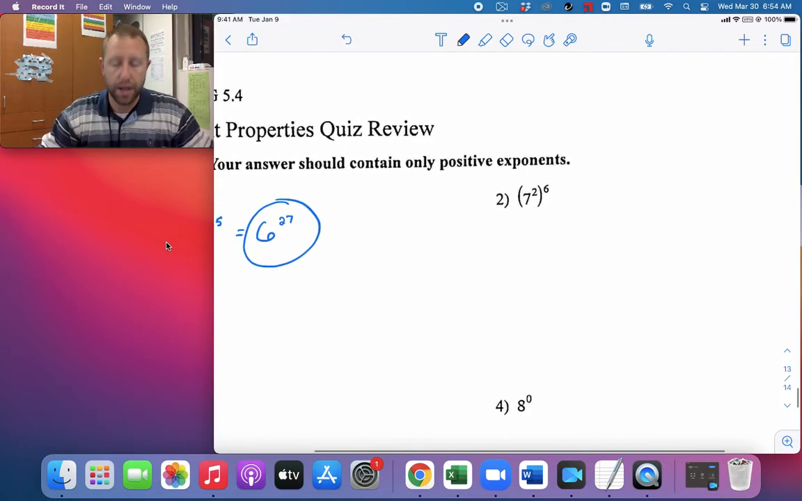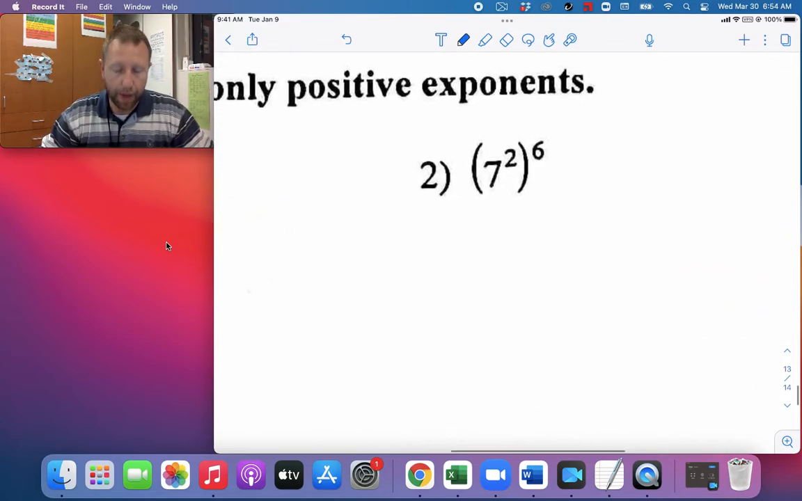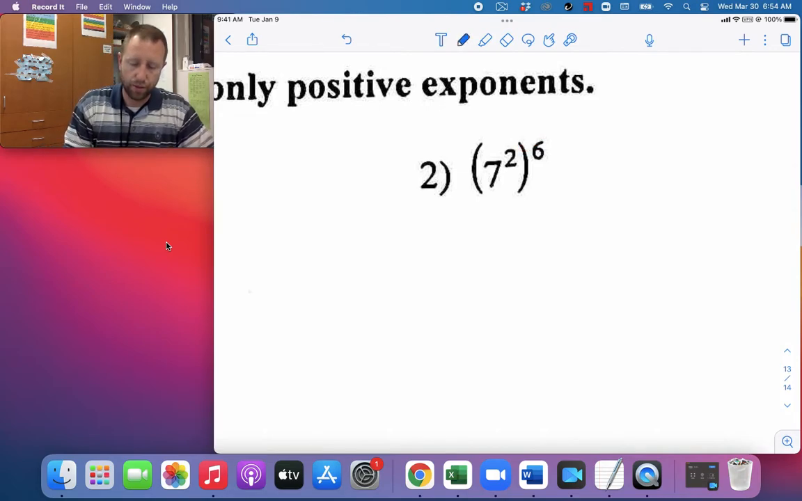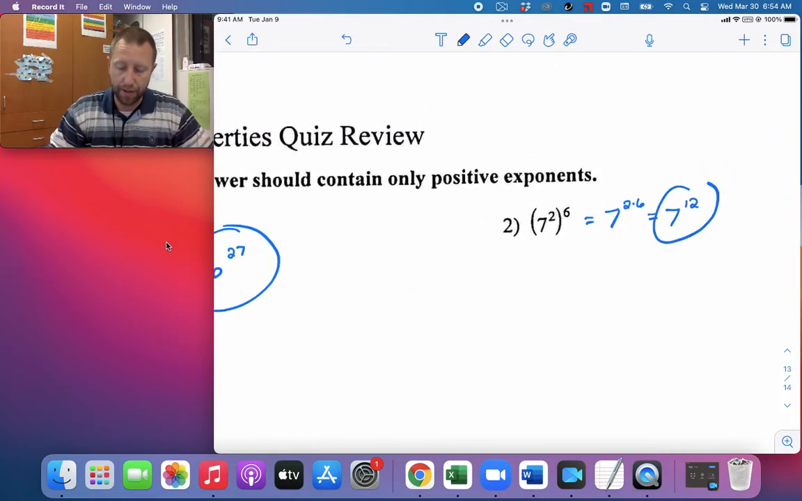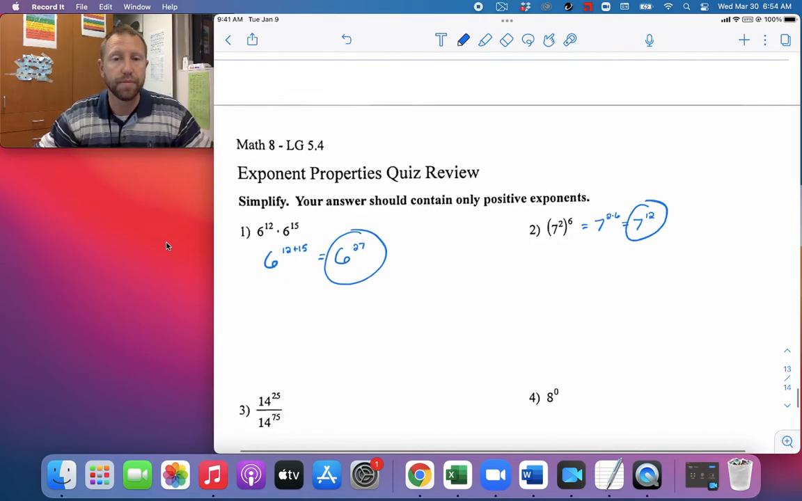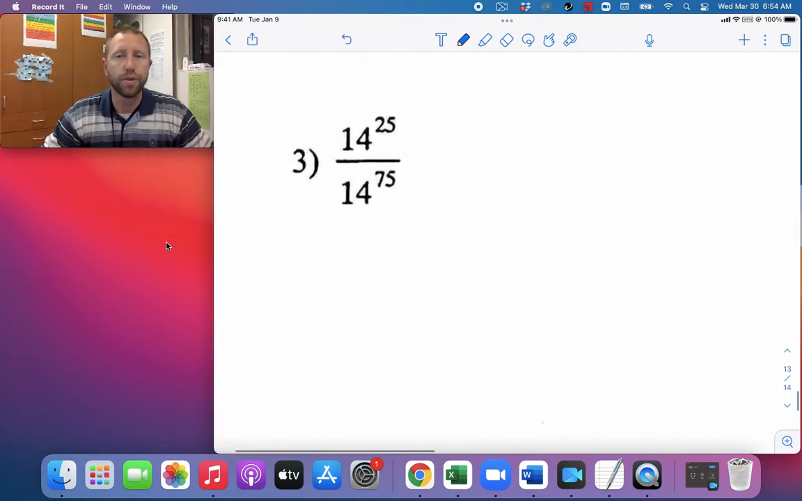For number 2, I have the power to a power rule. When I have an exponent being raised to another exponent, I multiply those exponents. So 2 times 6 is 12. This is really 7 to the 2 times 6 power, which is 12. So it's just 7 to the 12th power. That one's also positive, so I'm done with that one.